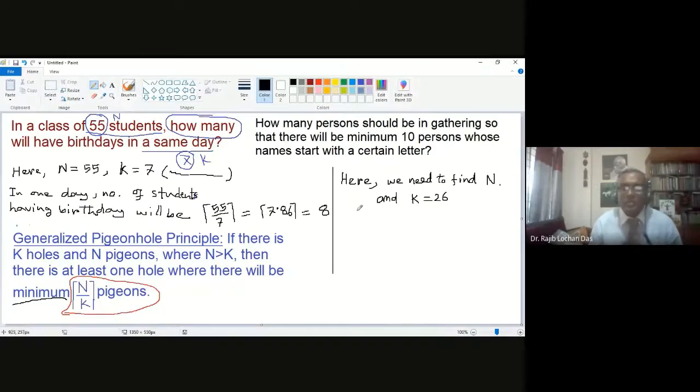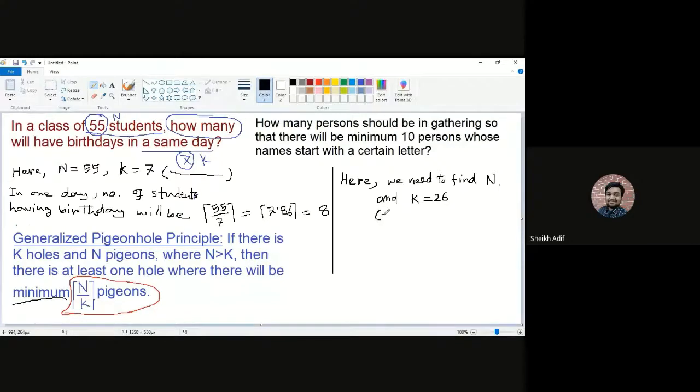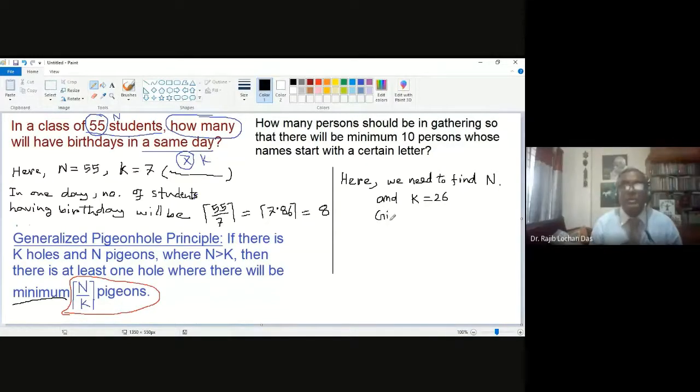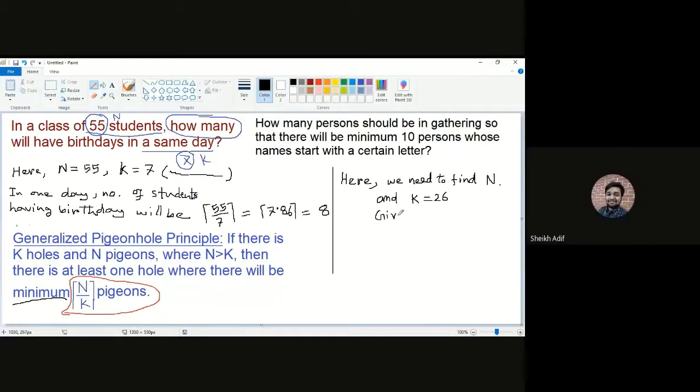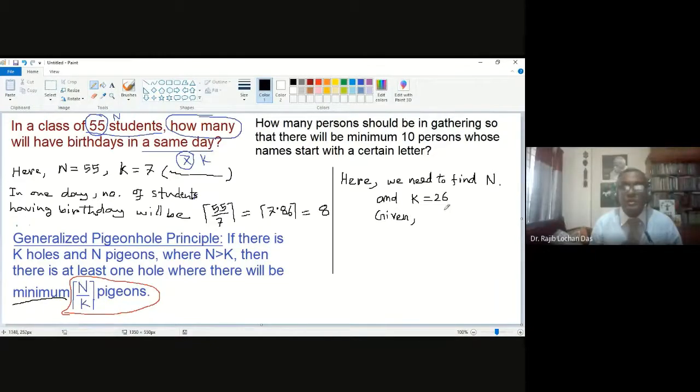And then you already know 10. So what is this 10 actually? 10 is N by K. Not only N by K, it is the ceiling of N by K. The ceiling of N by K is given as 10. So this is the thing given. Now you do the calculation next. But you do not know what N is.